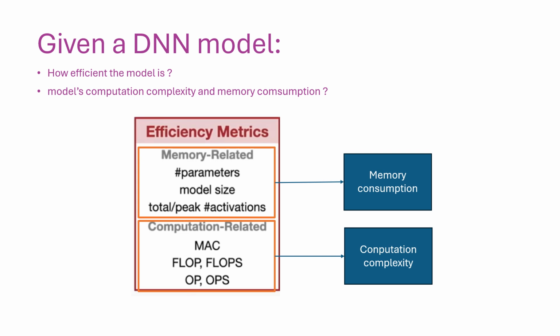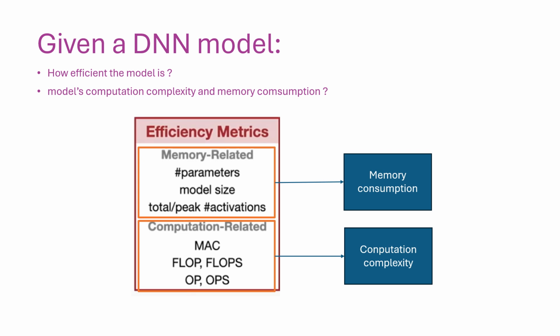When we are given a DNN model, we would like to understand how efficient the model is. The efficiency of the model concerning the computation complexity and also the memory consumption. Normally we have a different metric for both. For the memory related metric, we're using the model size. This is related to the number of parameters and also the precision we're using.